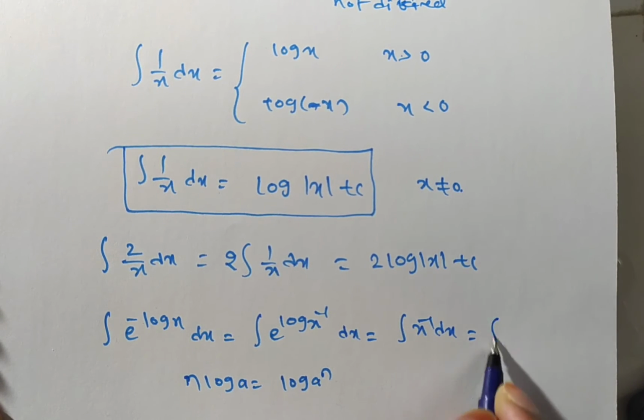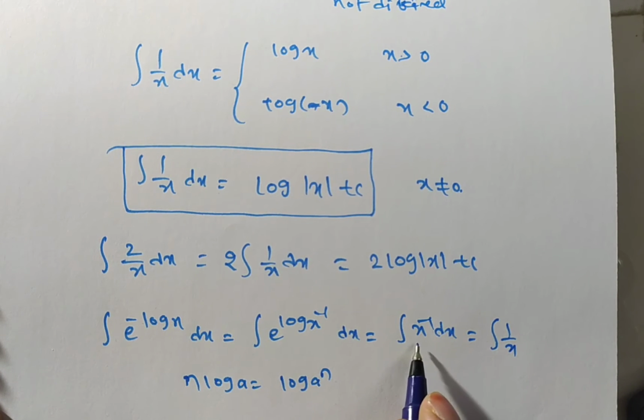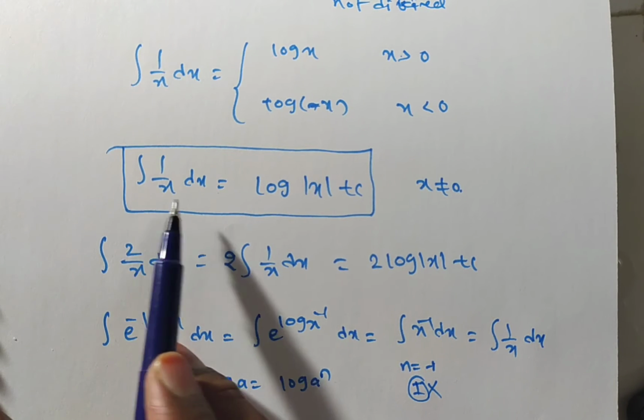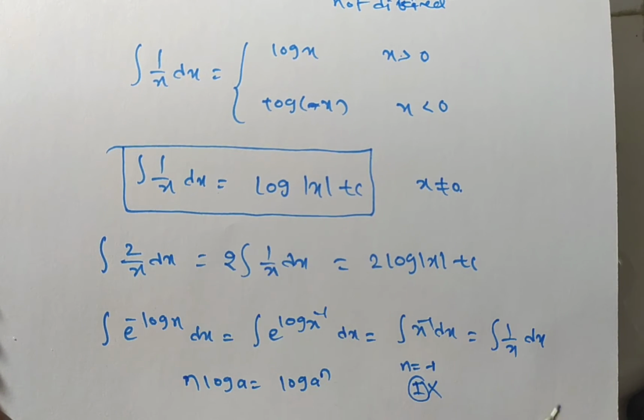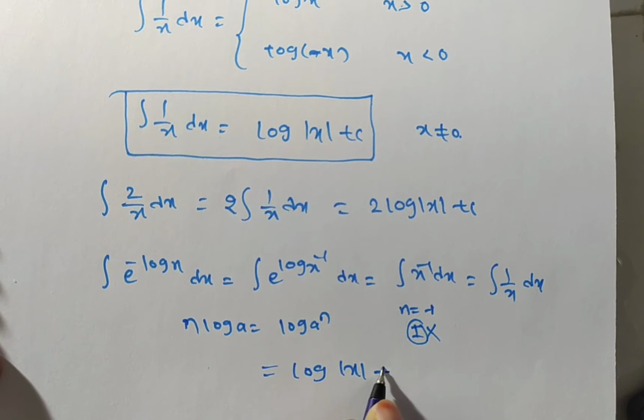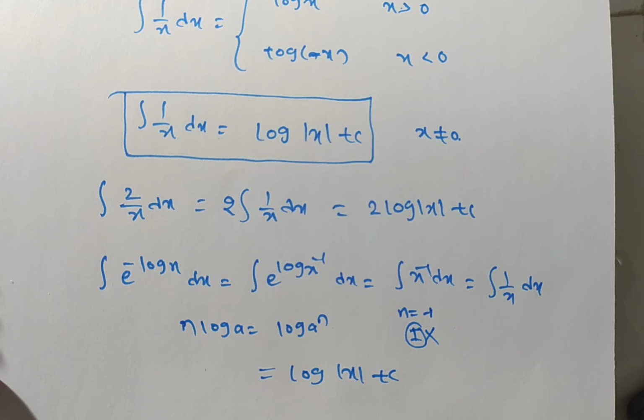X inverse means 1 by x. X inverse is in the form of x power n, but in standard form 1 here n is equal to minus 1. Can we apply standard form 1? We cannot, so go for standard form 2. The integral of 1 by x dx is log mod x, so this is equal to log of mod x plus c. Is it clear? Next problem.